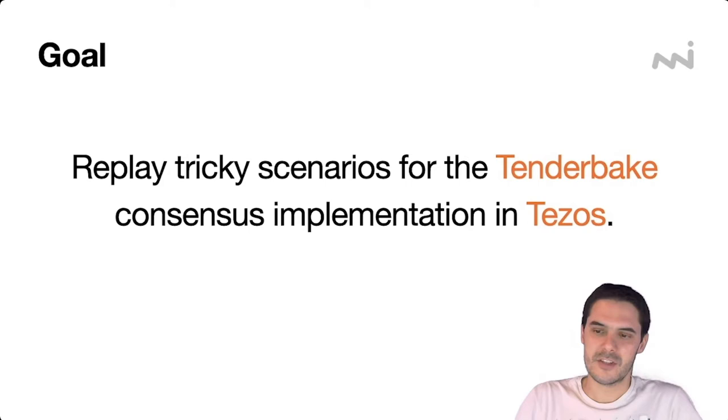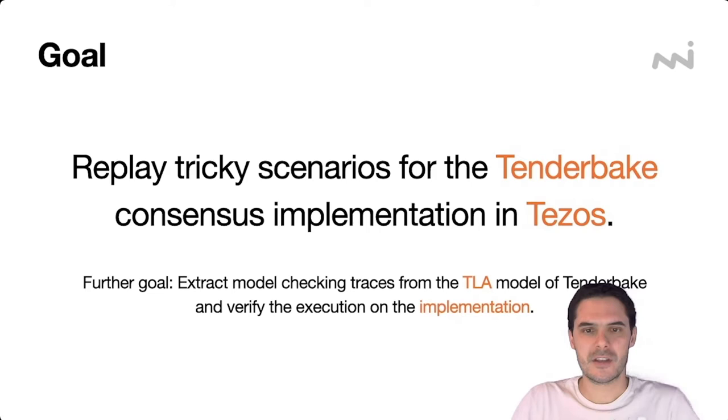Consensus algorithms are notoriously tricky and hard to test in realistic settings because they involve a lot of asynchronous communication and so on. A further goal of this work is to extract the model checking traces from the TLA model of Tenderbake and verify the execution on the implementation, to make sure the traces that we extract are actual traces of the protocol.